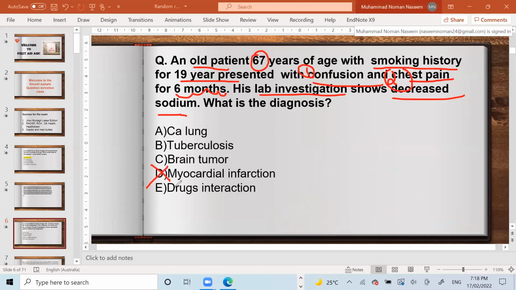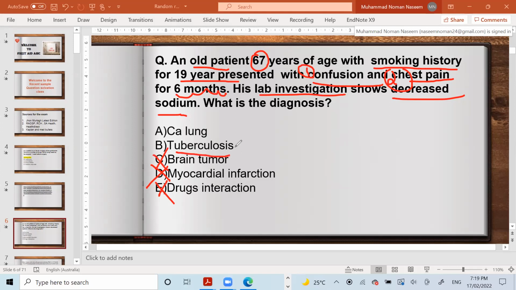Now, as this is a 6 months event, we know that acute events are out. So myocardial infarction and most of the drug interactions are also acute, meaning they are less than 6 months. They are not within the 6 months period time. So these options are out. Our remaining options are carcinoma of the lung, tuberculosis, and brain tumor. Brain tumor can present with confusion, but it has no correlation with the chest pain unless the patient has metastasis inside the chest. But brain tumors usually do not metastasize to the lungs, they metastasize to the spinal cord and breast. So this is out.